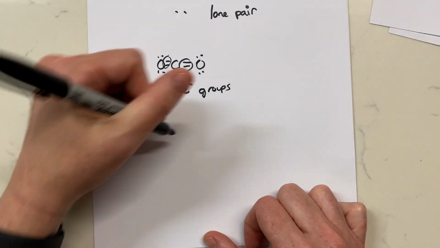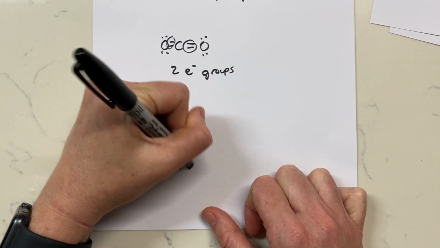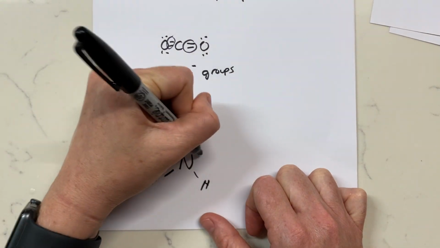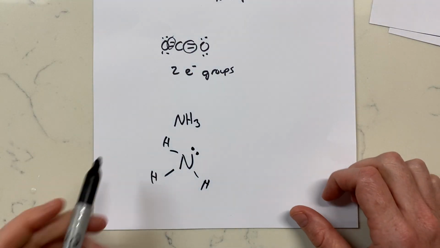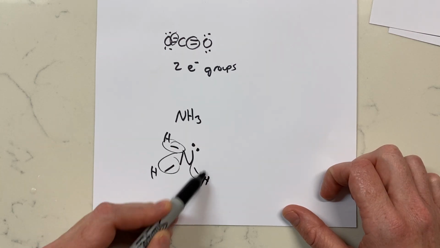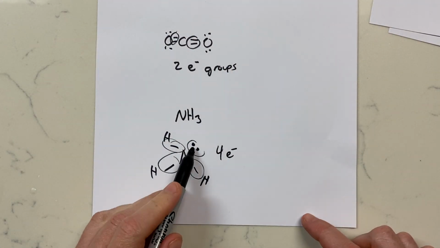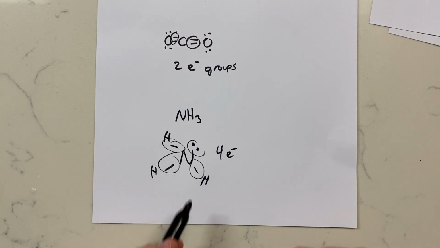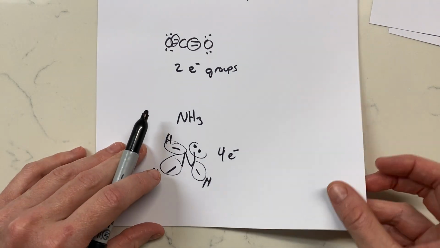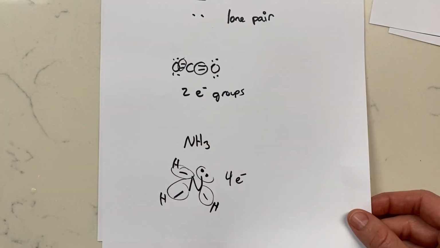Okay, let's see something else like NH3. NH3 would be N like this. NH3 has 1, 2, 3, 4 electron groups too. So it has 4 electron groups. One happens to be non-bonding, a lone pair, and that's going to be pretty important here in the future.